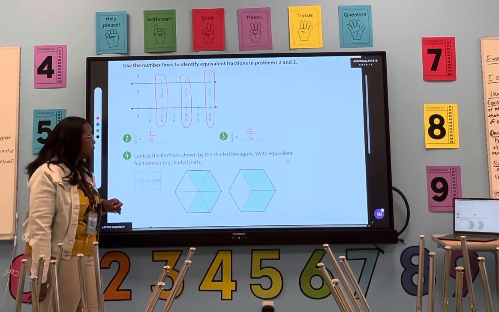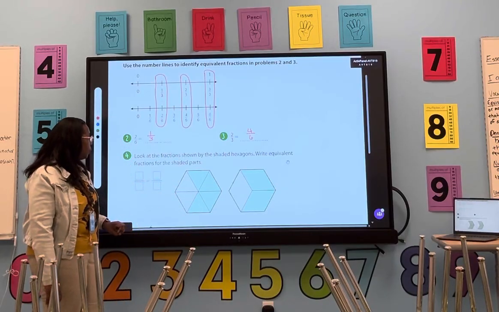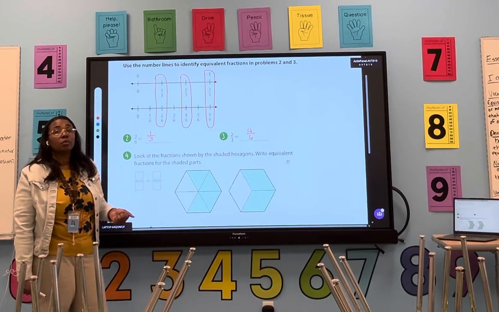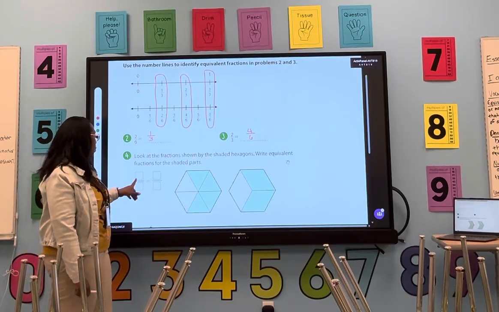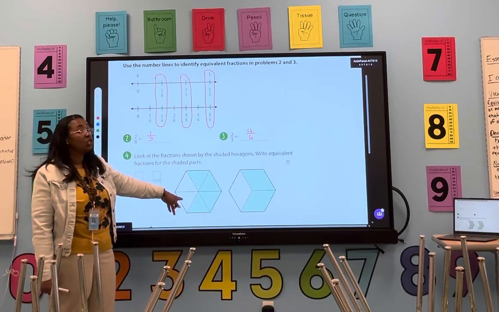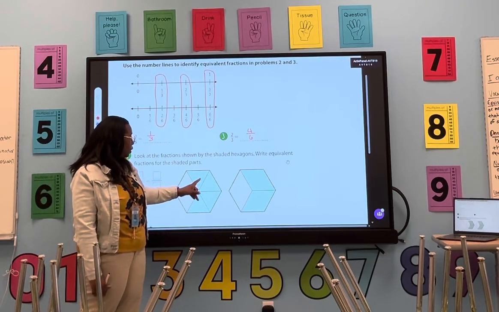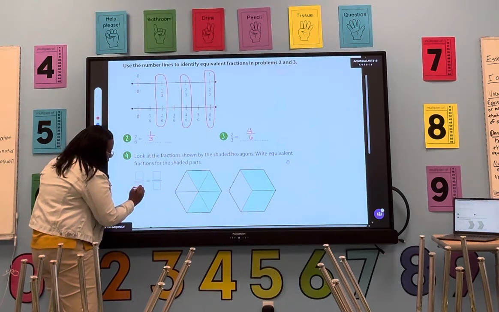Okay, no problem. So let's look at our first hexagon here that they're telling us about. Let's see how many equal parts we have, because remember, equal parts tells us our denominator, and we're going to use this first setup for the fraction for the first shape. So there are 1, 2, 3, 4, 5, 6. So my denominator is going to be 6.